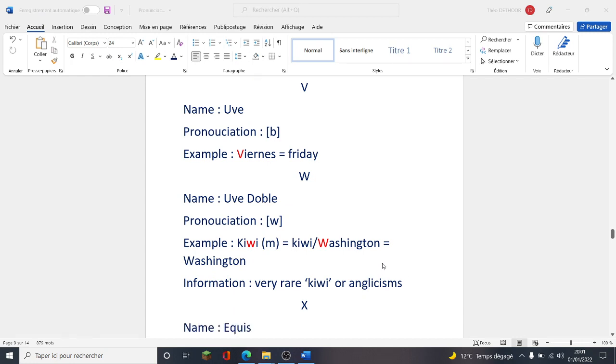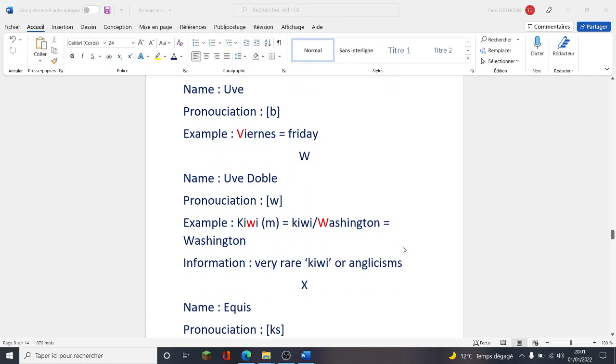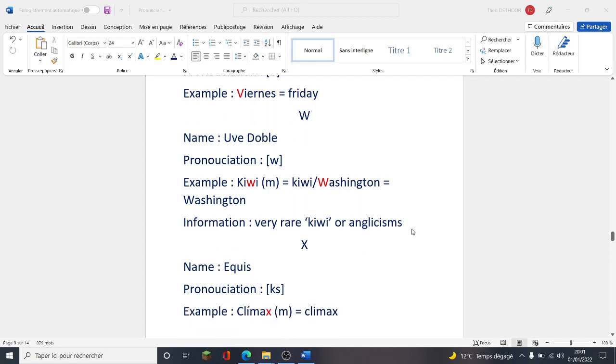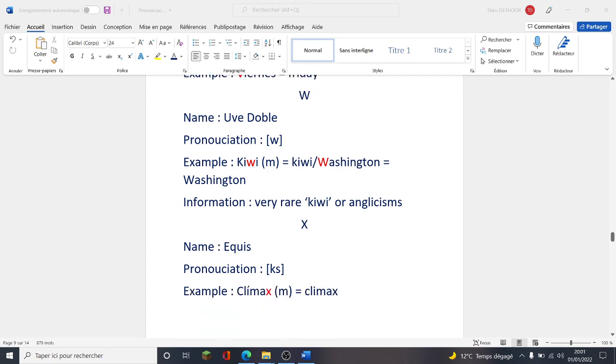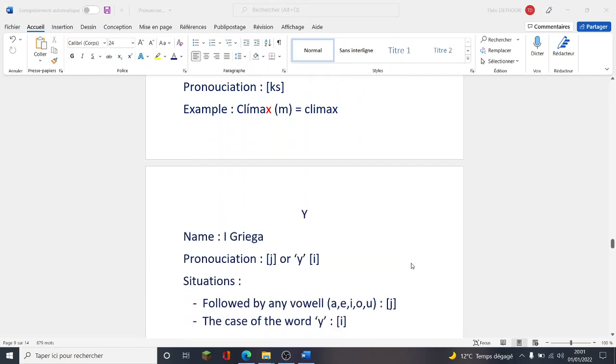And as we saw with the letter K, the letter W also has really few examples of words that use it. We have kiwi or other anglicisms, but not many words use the letter W. You won't find it anywhere. So yeah, it's quite rare. The letter X in Spanish is called la X, and it's pronounced X, like in the word climax, which is masculine and means climax. What about the letter Y?